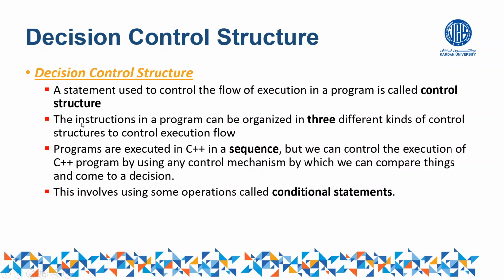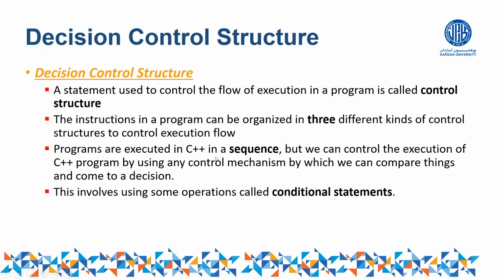The second point in this decision control structure says that instructions in a program can be organized in 3 different kinds of control structure to control execution flow. If you remember, in the first and second lectures we also talked about the fact that we have 3 kinds of control structure to control execution flow. We will talk about each of them in quite some detail in coming slides. Programs are executed in C++ in a sequence, but we can control the execution of a C++ program by using any control mechanism by which we compare things and come to a decision.